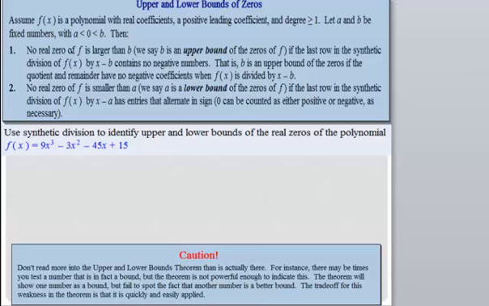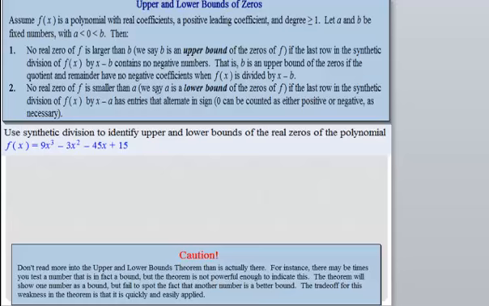Then, no real 0 of f is larger than b, so b is an upper bound, if the last row in the synthetic division of f of x by x minus b contains no negative numbers. That is, b is an upper bound of the zeros if the quotient and remainder have no negative coefficients when the function is divided by x minus b.